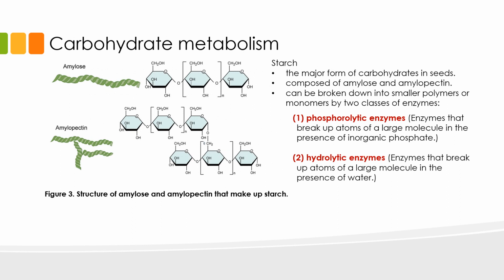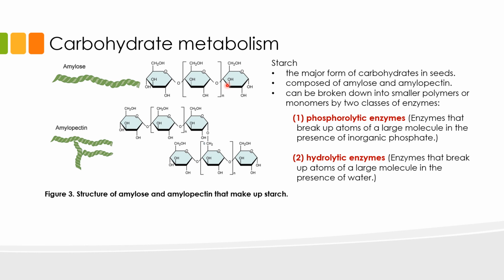We will now go through the general process of how each of the storage reserves in the seeds is broken down, starting with carbohydrates. You already know from previous lectures that starch is the major form of carbohydrates in seeds. Starch can be of two types, amylose and amylopectin. You can see the structures of both starches in this panel. Amylose has a linear structure, while amylopectin has a branched structure. Both starches are composed of glucose units, which are represented by each of these structures that you see here.